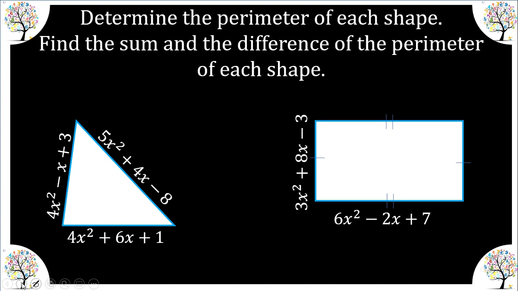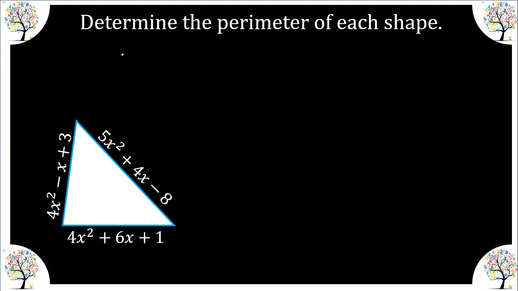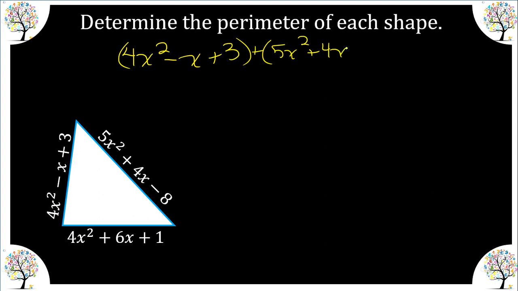Now let's take a look at application. We are going to determine the perimeter of each of these shapes, and then we're going to add the perimeters of both and then find the difference of each shape. So remember, perimeter is adding all sides of an object. So we have 4x squared minus x plus 3. Then we have 5x squared plus 4x minus 8. And our third side is 4x squared, whoops, I forgot to put my plus here, sorry, 4x squared plus 6x plus 1.